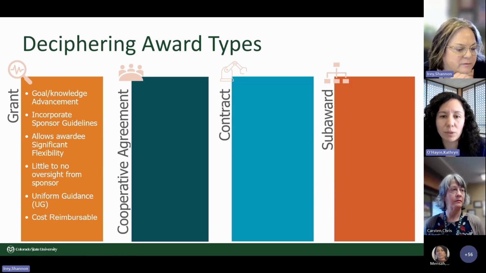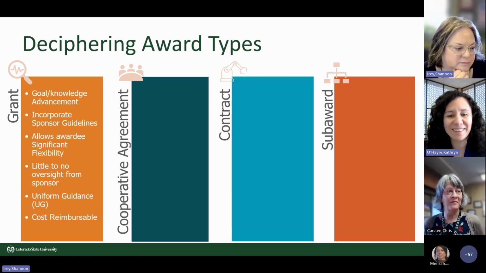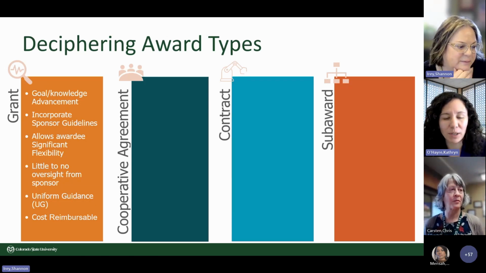Sponsor participation, sponsor involvement, significant sponsor involvement. Wow, you all have very similar thoughts here. Multi-institutions, like it. Collaboration, a question mark. Great. So maybe no experience with cooperative agreements yet. Umbrella.